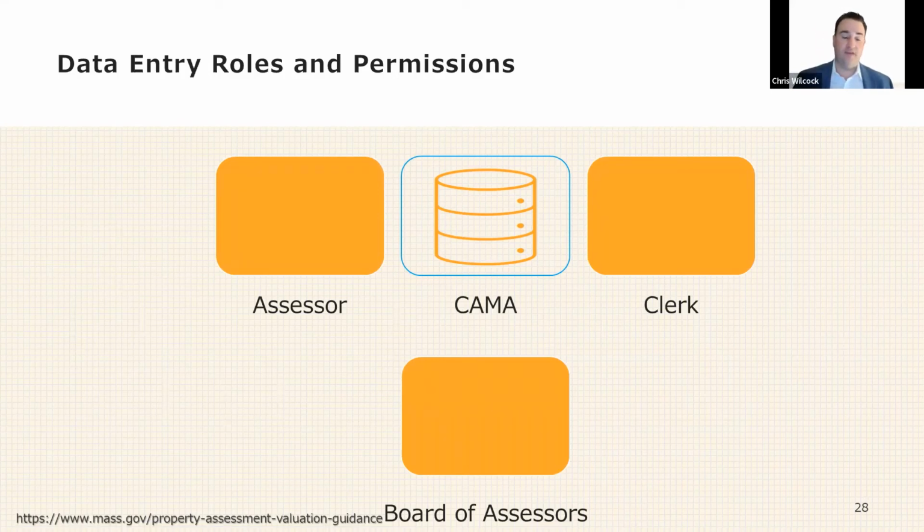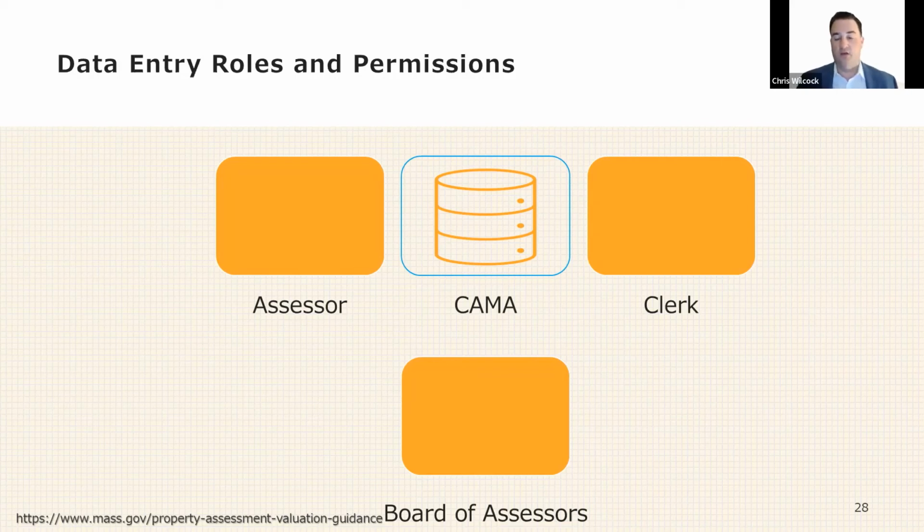You should have a healthy sales sampling. And if you don't have enough in a year, you can go out past 1 year of sampling. But I would strongly recommend that we have full value every year just to keep up with the real estate market. So different data entry roles, the assessor probably would have the most permissions in a CAMA system for changes.